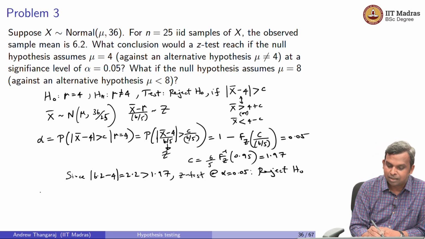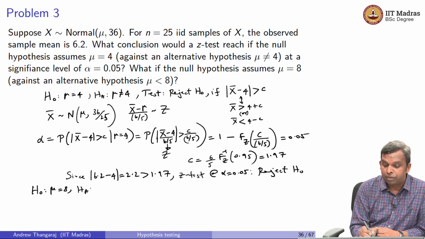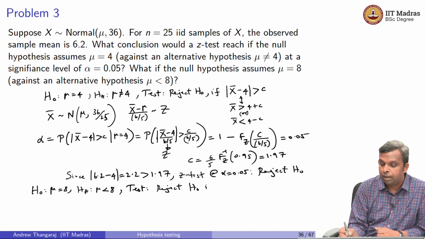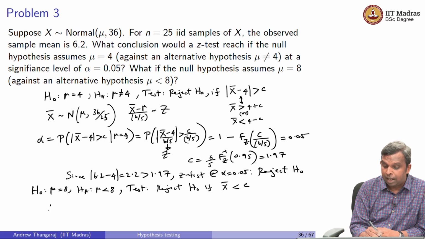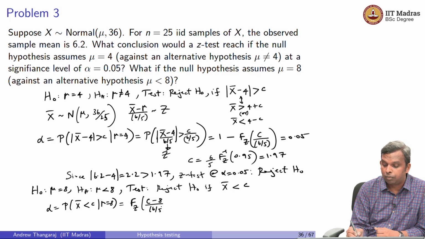So the other hypothesis is mildly different. Here mu equals 8 and the alternative says mu is less than 8, it is left-sided. So what is your test going to be? You will reject H naught if x bar is less than C. Notice the difference here. The distribution remains the same, and your alpha calculation will go: probability of x bar less than C given mu equals 8. So this will work out as directly Fc of C minus 8 by 6 by 5. So this will have to be 0.05.